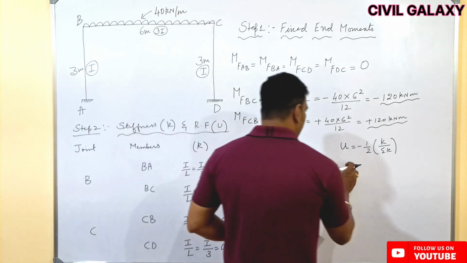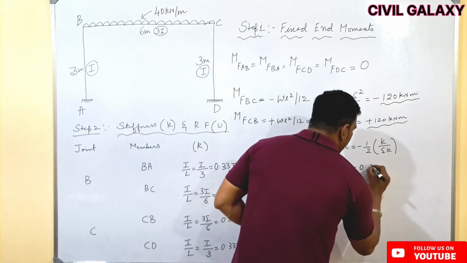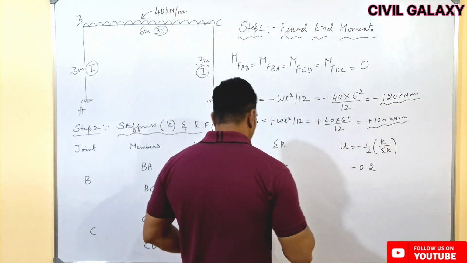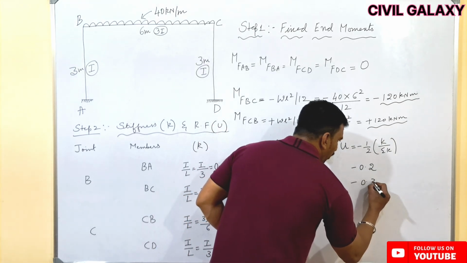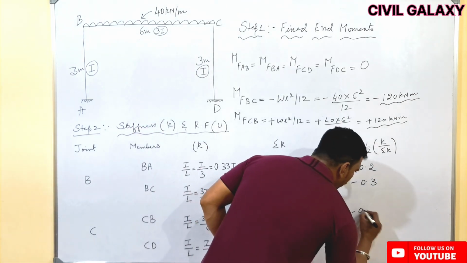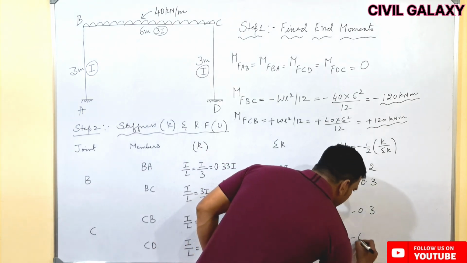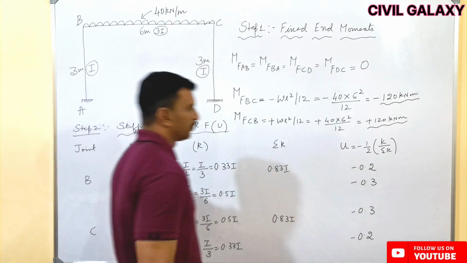So the rotation factor for member BA, here we are getting a value of minus 0.2. For BC, we have a value of minus 0.3. For CB, we have a value of minus 0.3. And for member CD, it is minus 0.2.